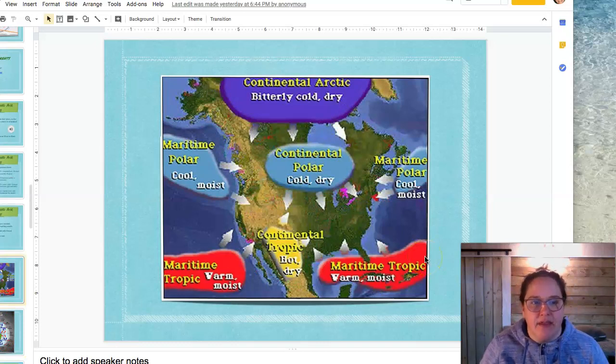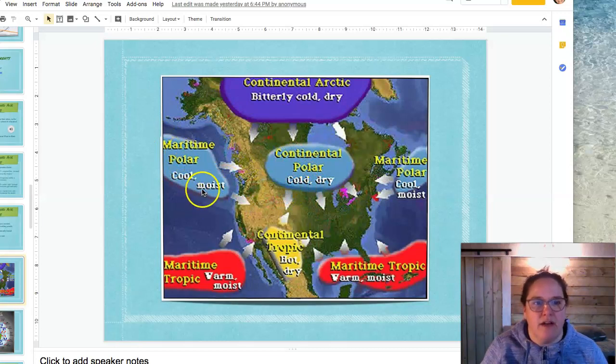So this is a picture that shows you the difference between maritime and continental. Up here in the north, we call this climate zone continental Arctic. It is bitterly cold and bitterly dry, and continental because it's mostly land and frozen ice. Here in the middle of Canada, we call this the continental polar as well, where they get a lot of cold air that blows down from the north, and again, it's all mostly land.